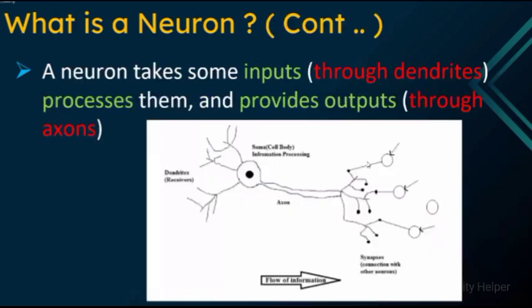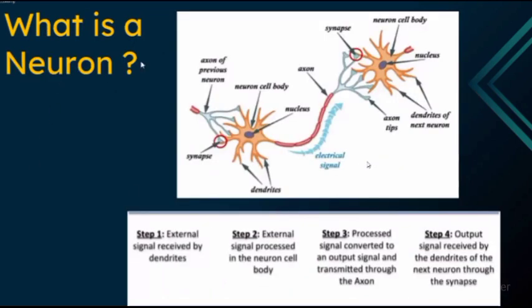So a neuron takes some inputs through dendrites, as we have already mentioned. With the help of the dendrites, actually we call them receivers according to the neural network concept. It takes inputs through dendrites, processes them and provides the output through the axons. So axons are what is going to deliver the output. So what is a neuron?